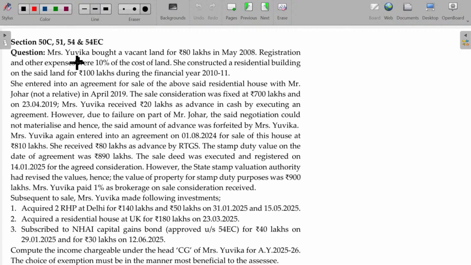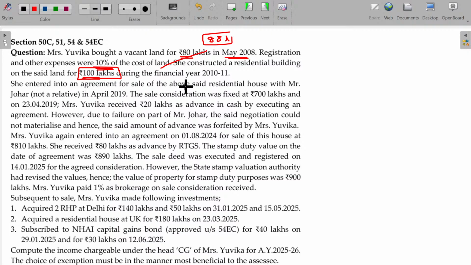Miss Yuvika bought a vacant land for rupees 80 lakhs in May 2008. Registration and other expenses being 10% of the cost of land, so 88 lakhs. She constructed a residential building on the said land for rupees 100 lakhs. This is improvement. Okay, cost of improvement, cost of acquisition.